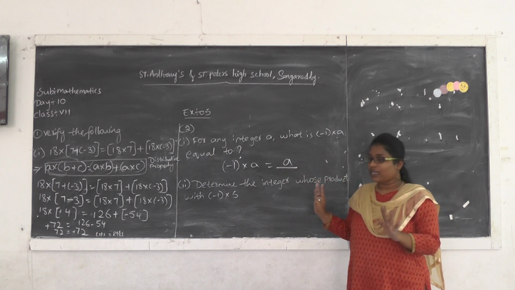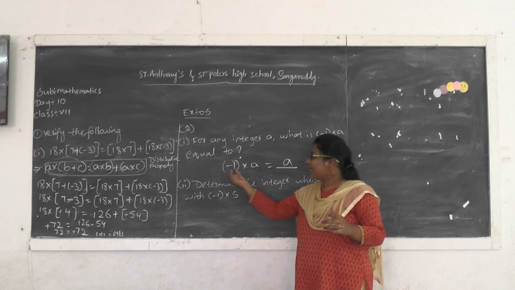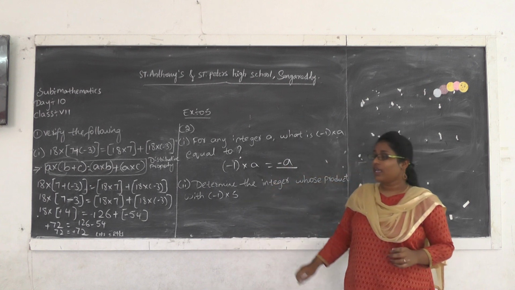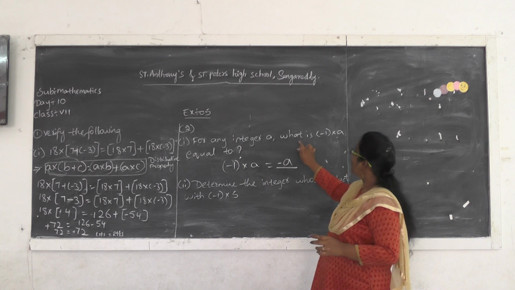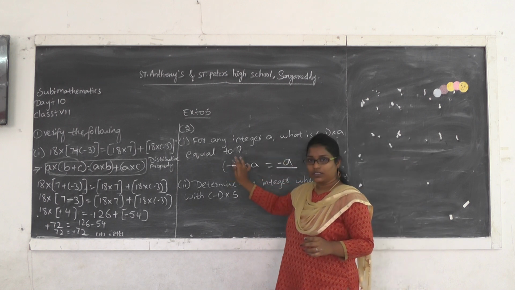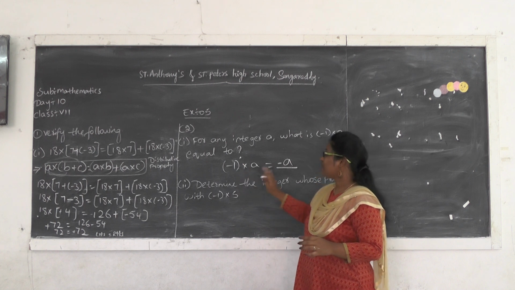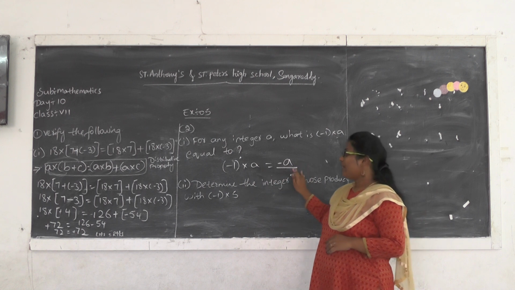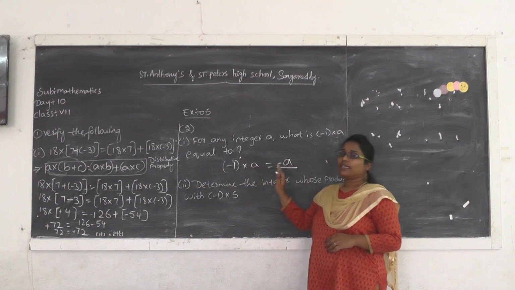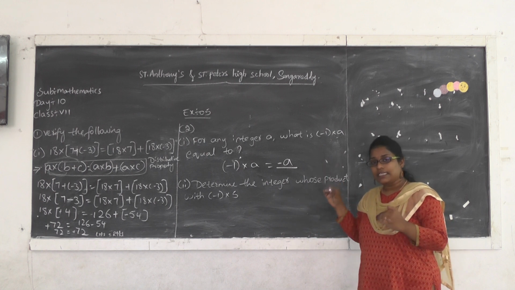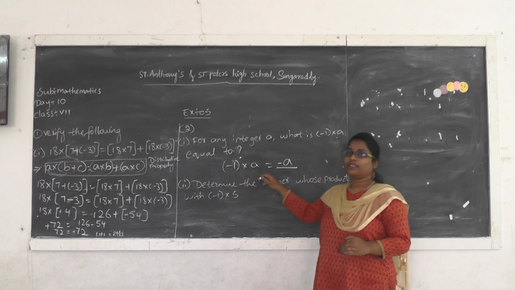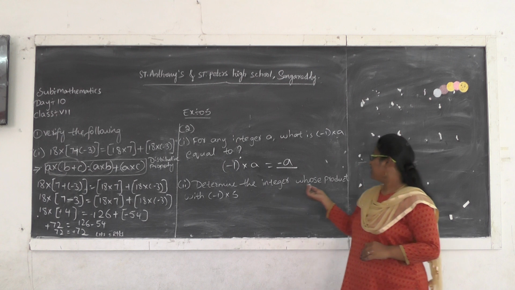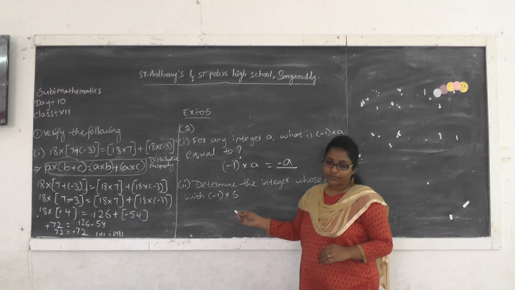And what about the symbols now? By using multiplication properties, one is negative, one is positive. Both have different signs, so the result is negative, minus a. So for any integer a, minus 1 into a is nothing but minus a only. Why? Because if we multiply any term with 1, the result will be the integer itself. Since here one is positive and one is negative, the result is a negative integer. Understand?